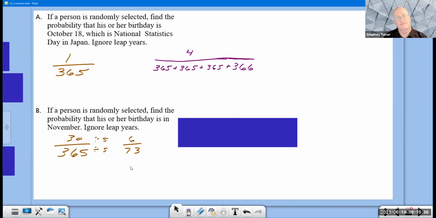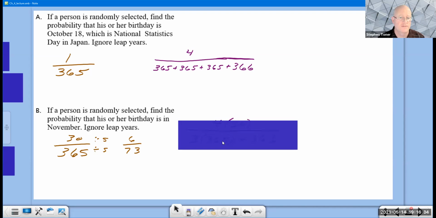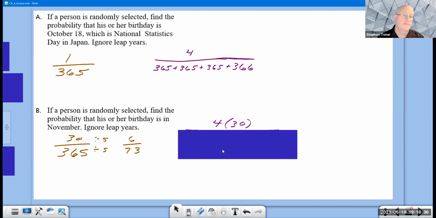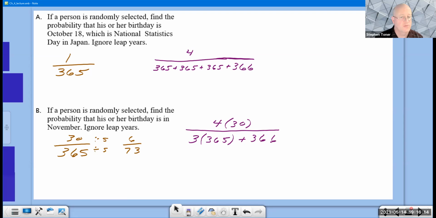If you want to pay attention to leap years, again, I go to that 4-year perspective. In the course of 4 years, you will have 30 days in November for each of those 4 years. So I know that the numerator will be 120 out of a grand total of, again, 3 years with 365 days in them, added to 1 year that has 366 days in it.